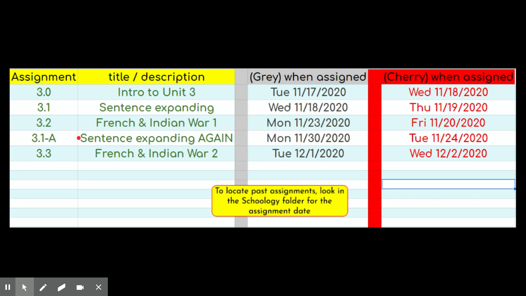Same with the sentence expansion. Expanding sentences you should have done twice now. The first one and then the sequel, where you had a chance to improve on your first ones, because the first ones weren't always so great. So you made the second ones great again, or for the first time great. And these were on Monday of this week or Tuesday of last week, depending on your cohort.